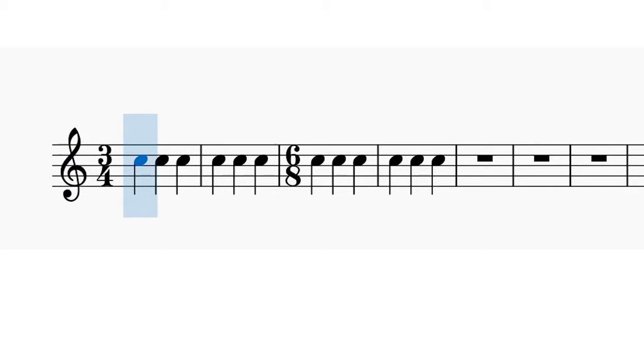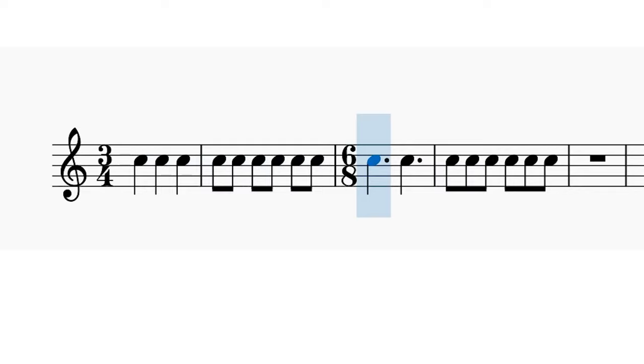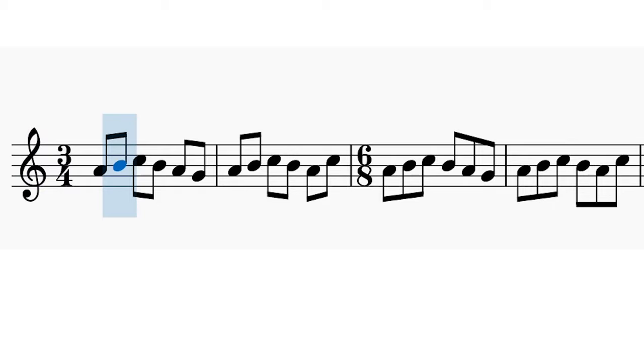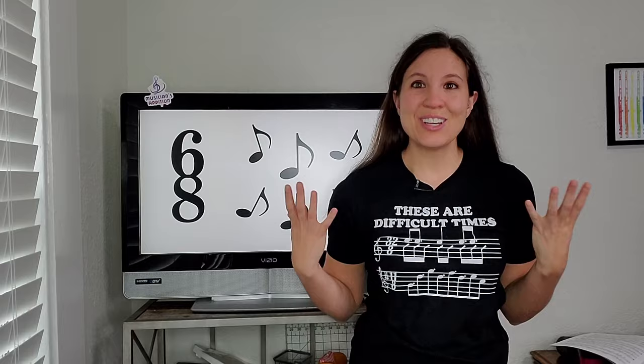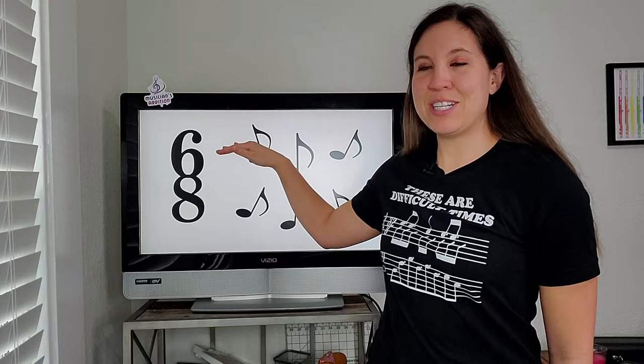Let's take a look at some examples of 6/8 time versus 3/4 time. Can you hear and feel the difference? Crazy, right? So just remember, 6/8 time: 6 beats in the measure, and the 8th note gets the beat.